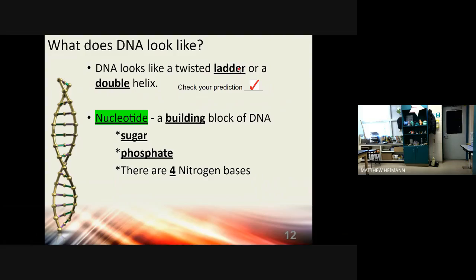So you're supposed to make a prediction at the beginning. Is that what you thought it looked like? Yeah, slide like 2 had it. Nucleotide, a building block of DNA, sugar, phosphate. There are 4 nitrogen bases.